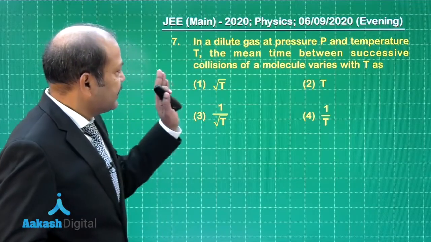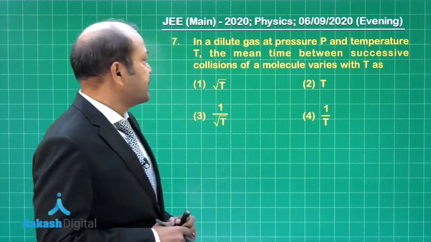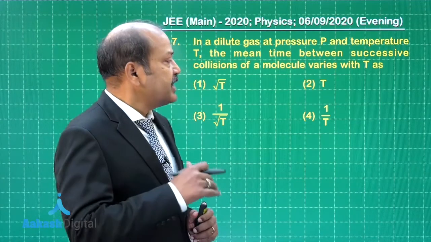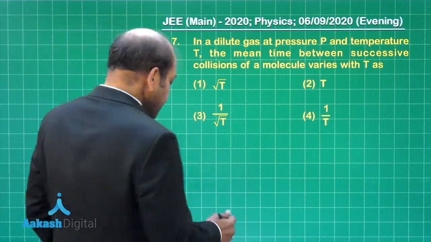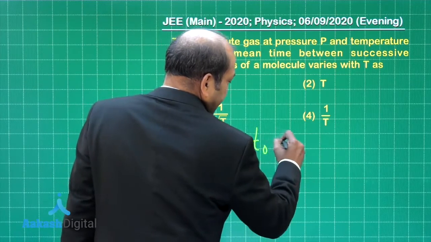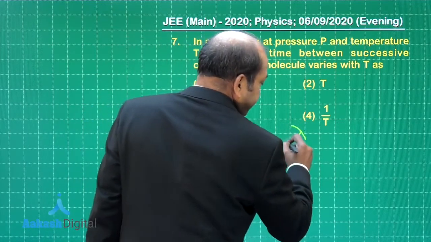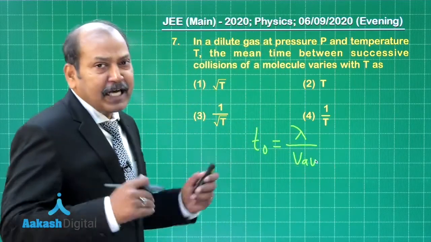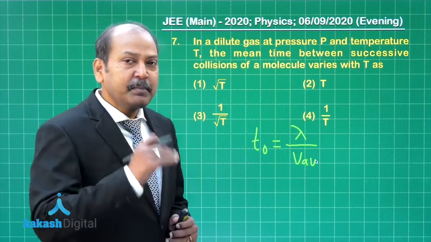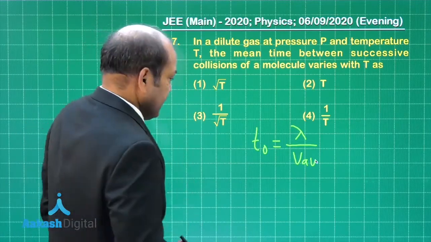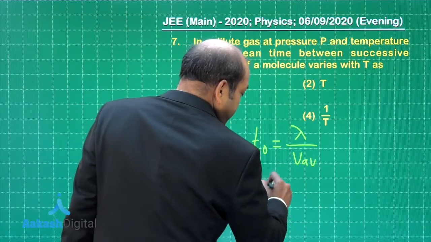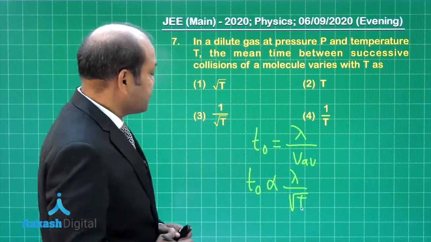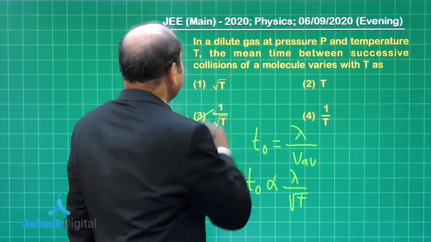Question 7 says, in a dilute gas at pressure P and temperature T, the mean time between successive collisions of a molecule varies with T as. Now, the mean time T naught can be given as the mean free path lambda divided by the average speed V average. And we know that the average speed is directly proportional to the square root of temperature. That means T naught is proportional to lambda divided by root T. And if you look at the options, it matches with option 3.